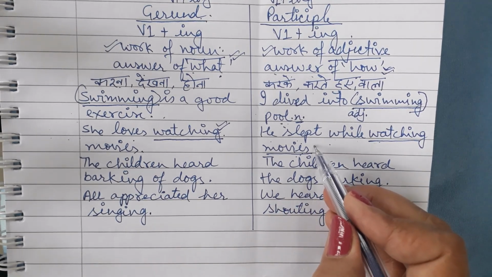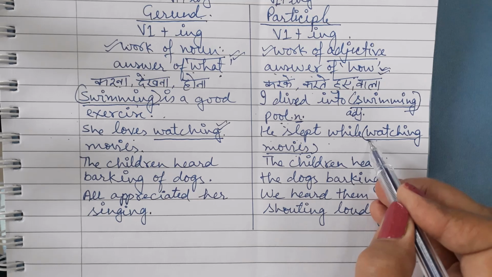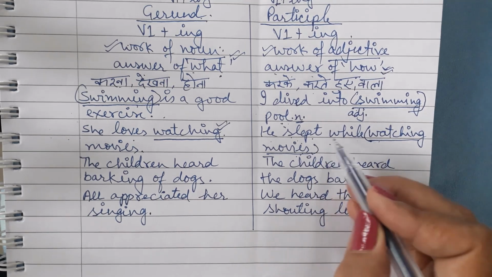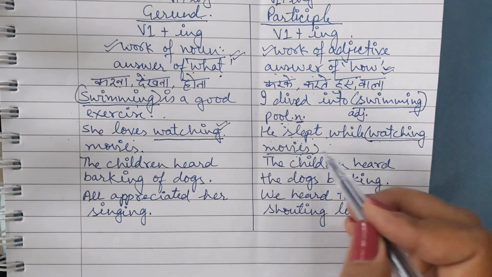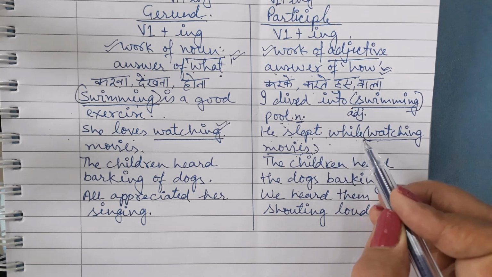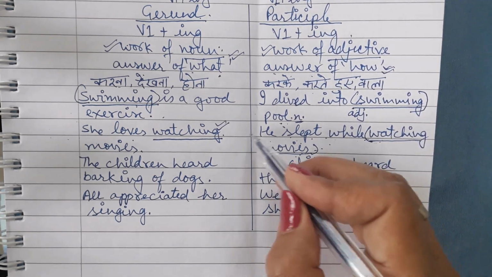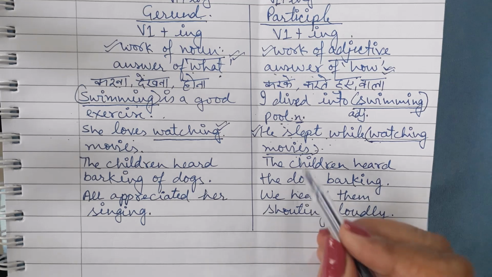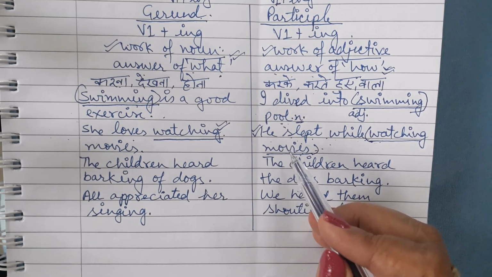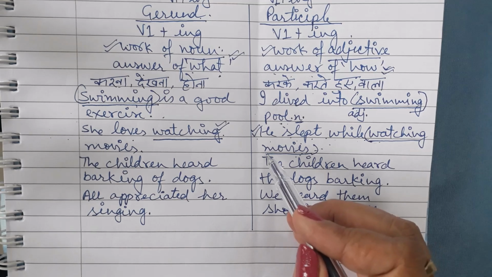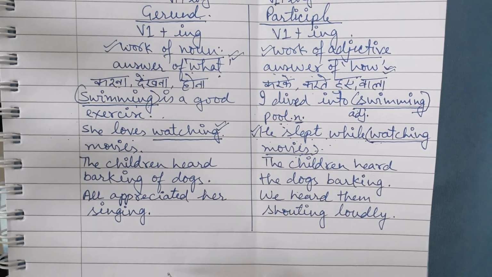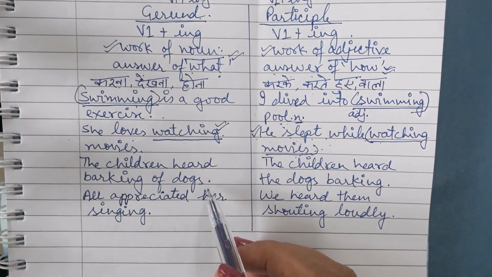इज द कंडीशन ऑफ द पर्सन हु स्लेप्ट. व्हेन द पर्सन स्लेप्ट, जब ही इंसान सोया तो वो क्या कर रहा था? मूवीज़ देख रहा था. सो इट टेल्स समथिंग, इट क्वालिफाइज ही. As I told you, adjective qualifies noun or pronoun. Here, watching movies qualifies he, that is why it is participle. It cannot be noun.